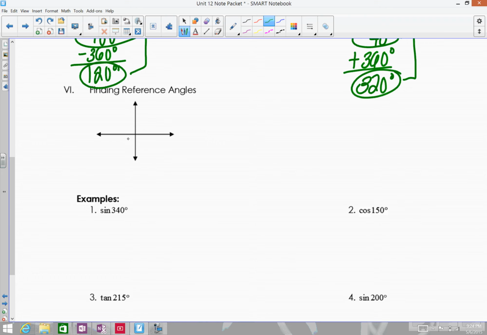So remember, reference angles, you have the bow tie. So it looks like this. Reference angles are always the angles that are measured off of the horizontal axis. So all of these angles here are reference angles.